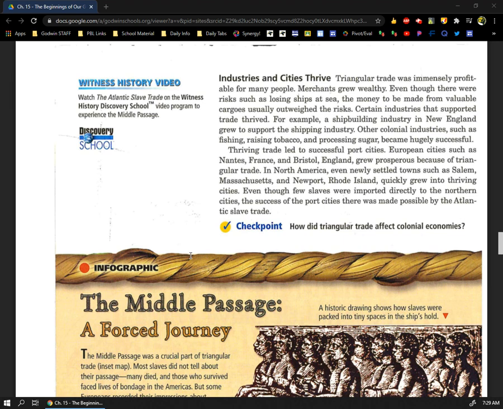Thriving trade led to successful port cities. European cities such as Nantes, France, and Bristol, England, grew prosperous because of triangular trade. In North America, even newly settled towns such as Salem, Massachusetts, and Newport, Rhode Island, quickly grew into thriving cities. Even though few slaves were imported directly to the northern cities, the success of the port cities was made possible by the Atlantic slave trade. Checkpoint. How did triangular trade affect colonial economies?